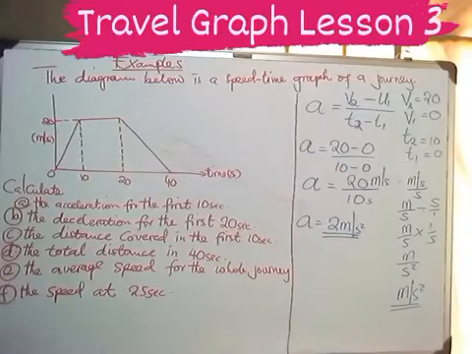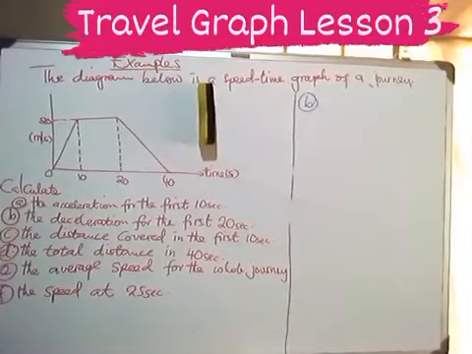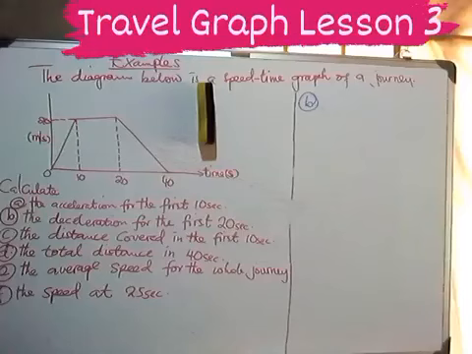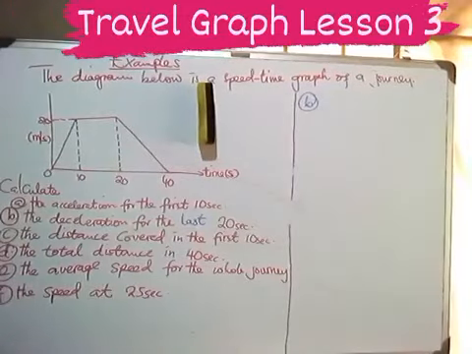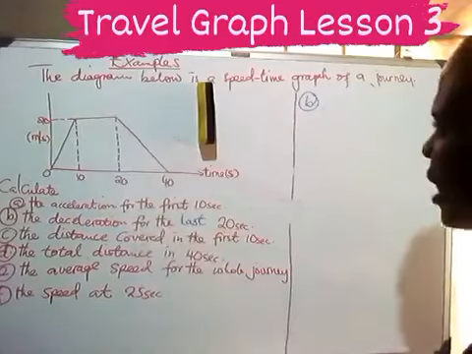So this is what we have under the first question. Please copy this one. Also, can you pause the video because I'm about to label this, so that I go to question B. Question B says calculate the deceleration for the first 20. Instead of the first 20, it's supposed to be written as the last 20 seconds. So deceleration means from here up to here, the last 20 seconds.